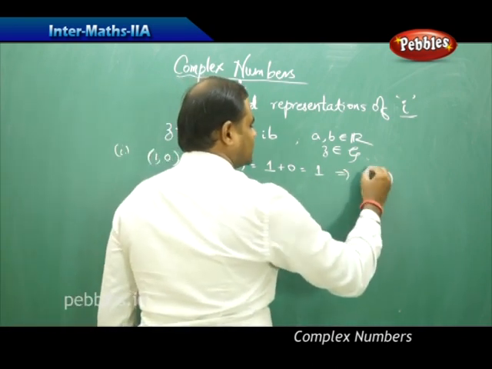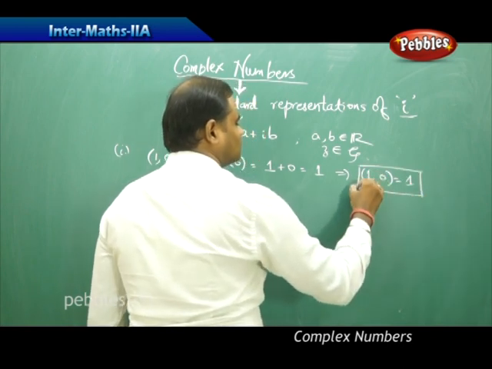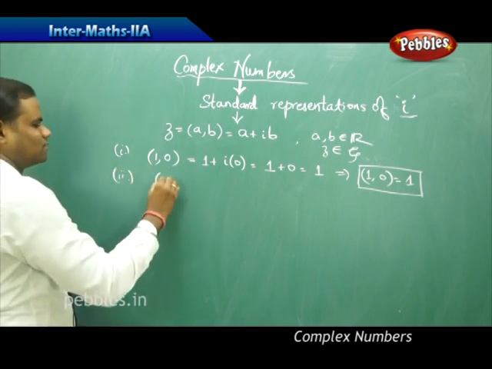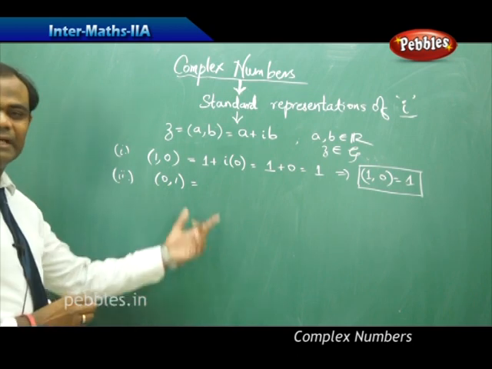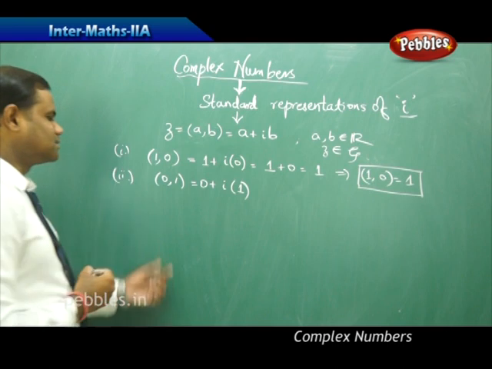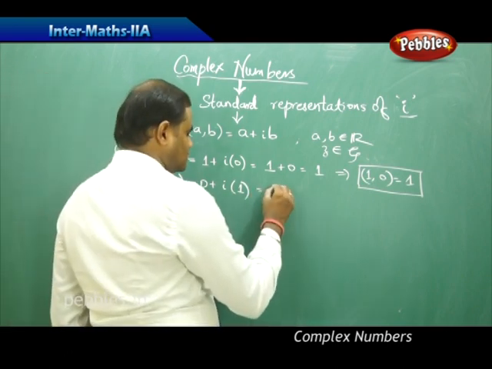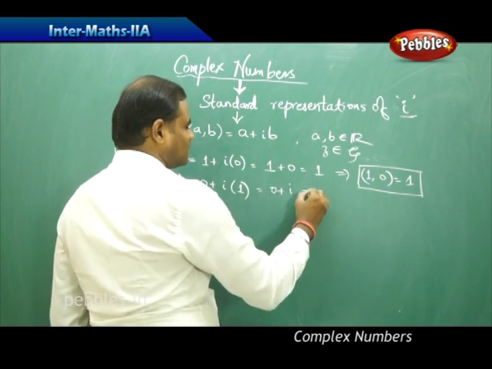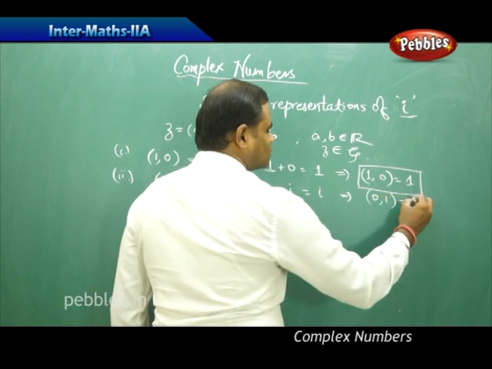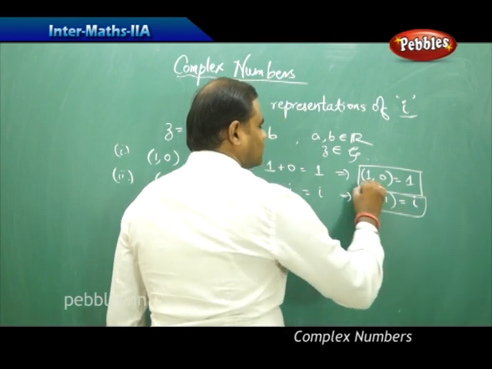That is how we understand this to be 1. Similarly, if I have (0, 1), I can write this as 0 plus i times 1, which is of the form a plus ib, and comes as 0 plus i, which is i. That implies (1, 0) is 1 and (0, 1) is understood as the imaginary number i.